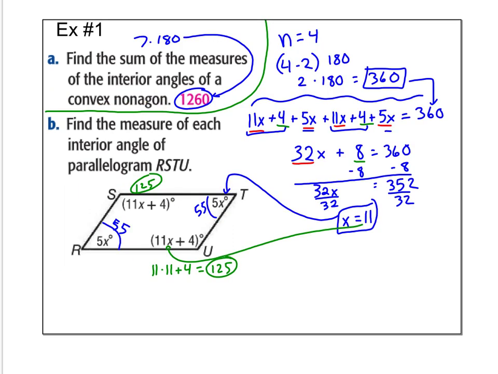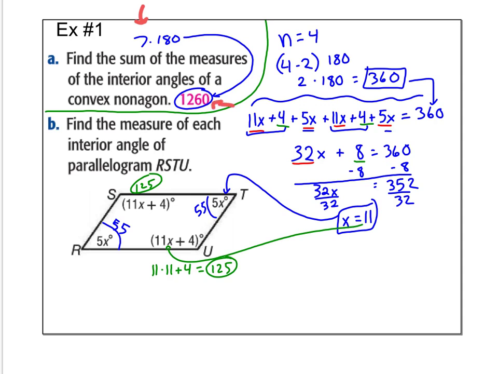Okay, here are the solutions. For number 1, nonagon I said was 9 before, so I use 7. Why do I use 7? Because you need to do 9 minus 2, and then multiply that by 180, you get 1260.